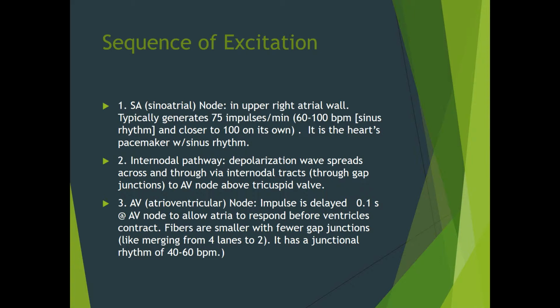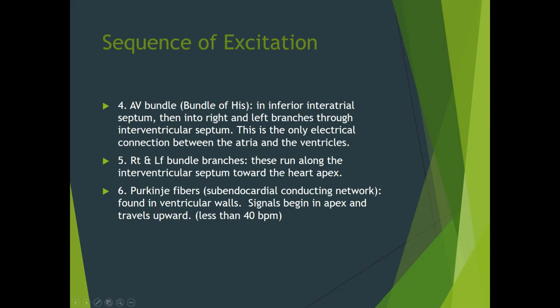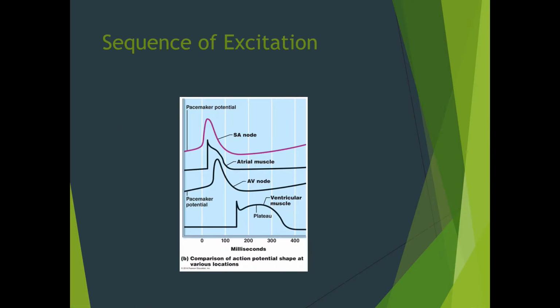And why does it take 1/10 of a second to make it through the AV node? Because the fibers are smaller at this point with fewer gap junctions, so the sodium doesn't pass through as rapidly. It's kind of like merging 4 lanes on the freeway down to 2. Then we go to the AV bundle, right and left bundle branches, and the Purkinje fibers. And then we can take a look at when they fire.